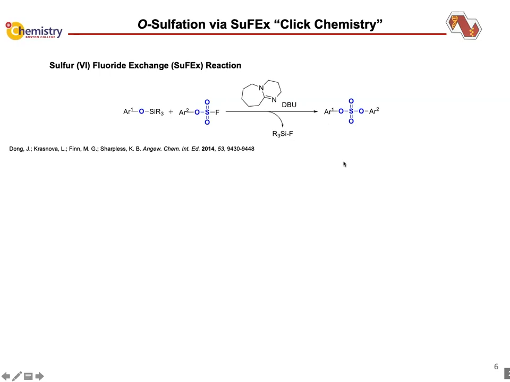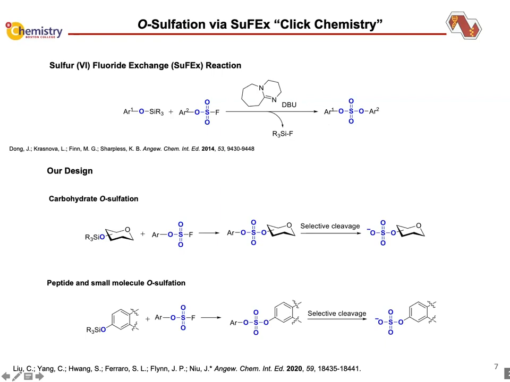So inspired by this, we envisioned that we could actually perform this SuFEx reaction on carbohydrates, which means that if we take glycosyl silyl ether and make it react with aryl fluorosulfate, it can then generate the aryl glycosulfate diester, which can undergo selective cleavage to cleave the aryl protecting group and reveal the sulfate on the carbohydrates. And this strategy could also be applicable to peptides and small molecules and generate the corresponding O-sulfated compounds as a product.